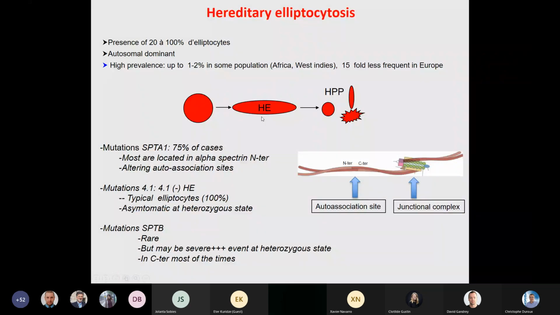are submitted to shear stress. But when the interactions are even weaker, then the membrane is going to break. There are going to be a fragmentation, and this fragmentation defines the most severe form of elliptocytosis, which is called hereditary pyropoïkilocytosis. I'm going to show you some examples.